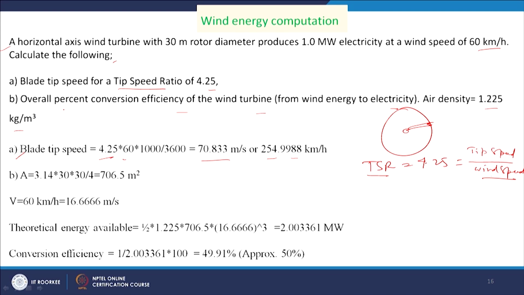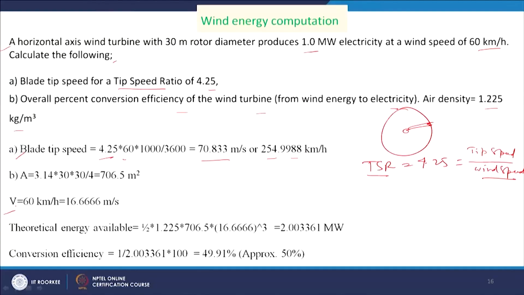Second, overall percent conversion efficiency we have to calculate. So, now we will see what amount of electricity we are producing here and what was the maximum potential we have here. To calculate the potential we need to get the value of wind speed, and here we have V equal to 60 kilometer per hour, that we have to convert into meter per second, so 60 into 1000 meter divided by 3600, that is meter per second. So, that is 16.6666 meter per second. So, this is our V.